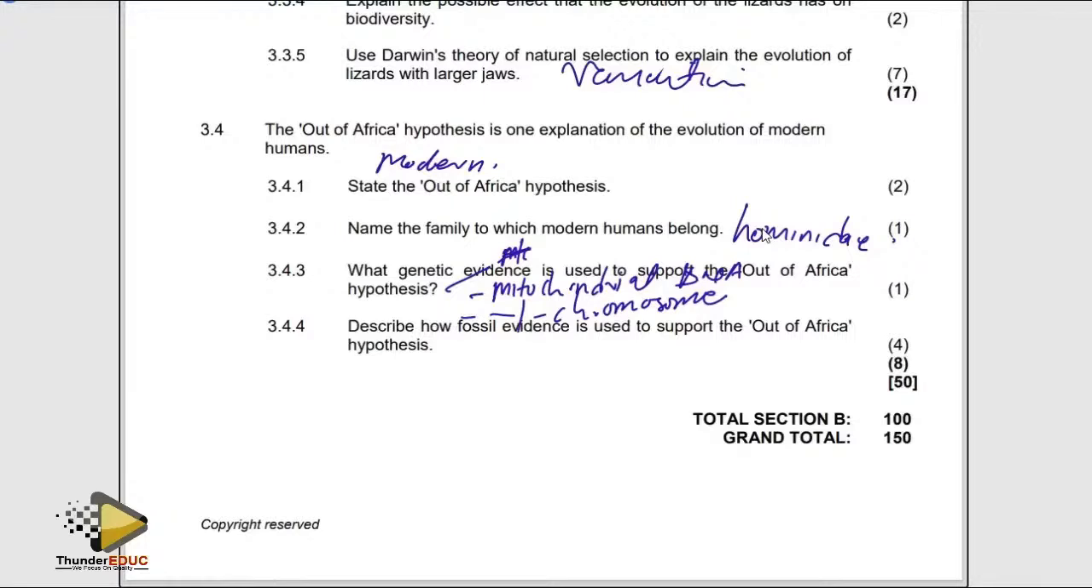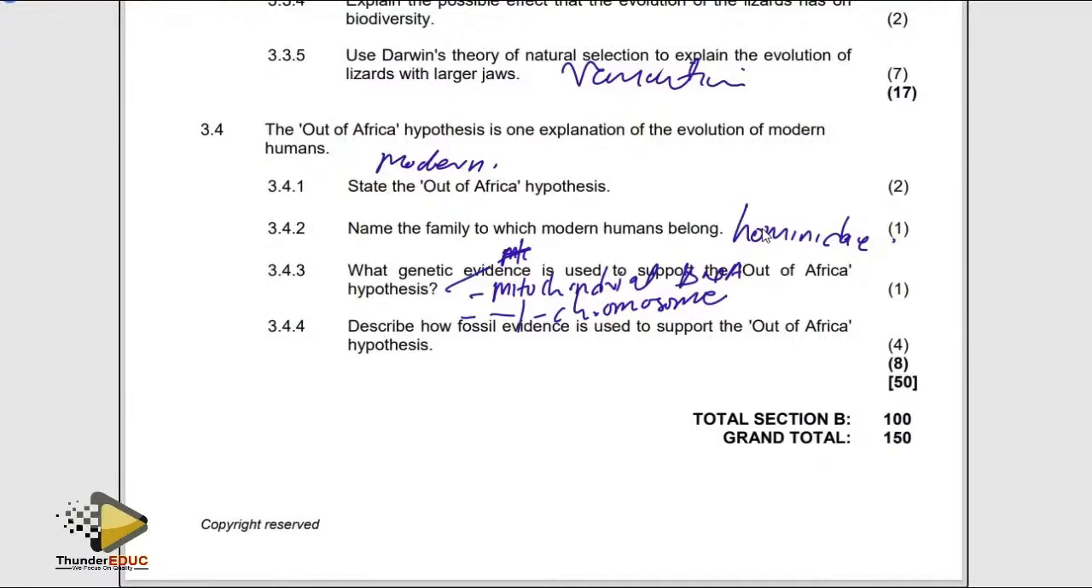Describe how fossil evidence is used to support the out of Africa hypothesis. I've been telling these kids that these are the same questions we ask you. And if you check the book we use, you can download it even yourself. That's exactly how we mark. This is the same way they ask you this question. This book was released a long time ago, before even these papers were being set. All right, let me answer.